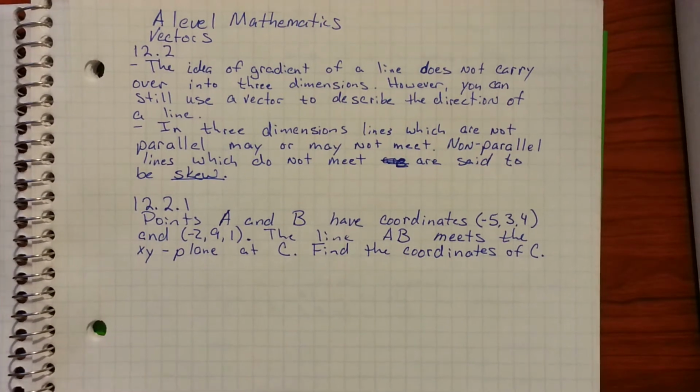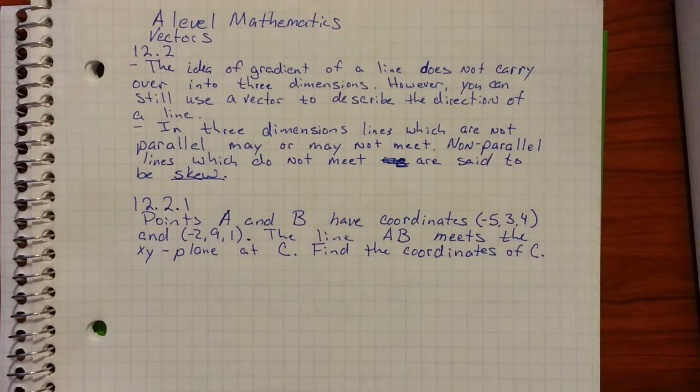A-Level Mathematics. This is chapter 12.2. We're still dealing with vectors. These are vectors, equations of a line in 3 dimensions. Now the difference that we have here: the idea of gradient of a line does not carry over into 3 dimensions. However, you can still use a vector to describe the direction of a line.